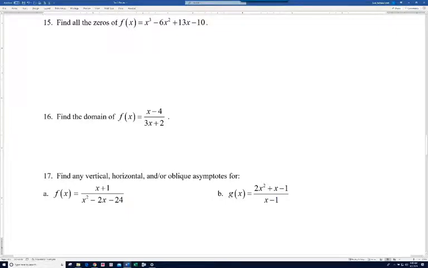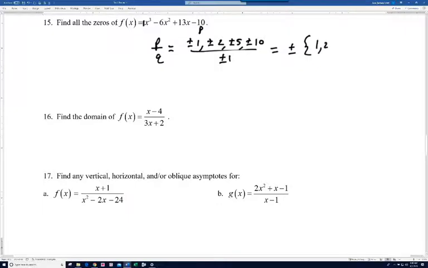Now, first of all, if you did the p's and q's, although it didn't say you had to, your p here is the factors of 10. So 1, 2, 5, and 10. And your factors of q, well, there's only going to be 1. And so the possible zeros are going to be 1, 2, 5, and 10, and also their negatives. So if you actually found the possible zeros, those would be it.